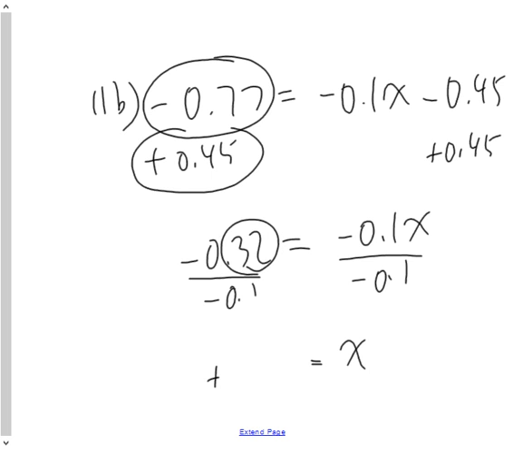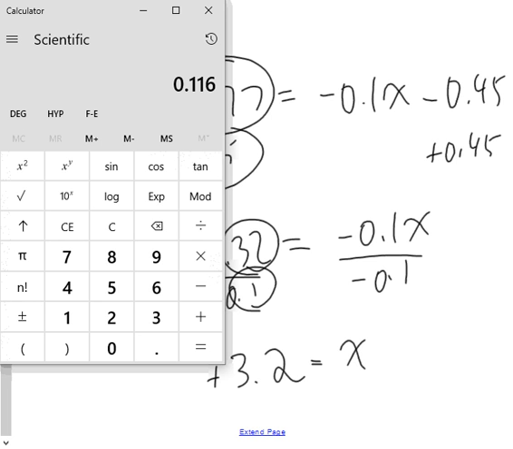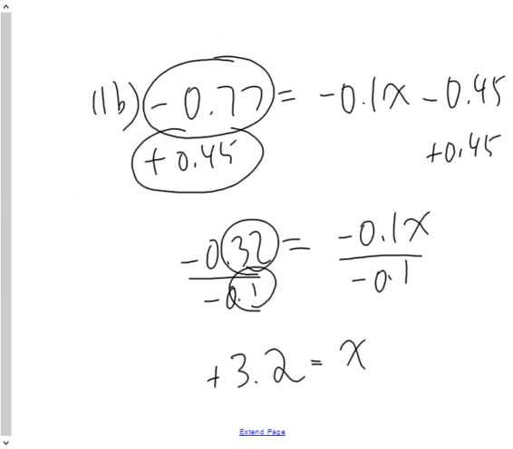If you have 32 cents divided into piles of 10 cents, you can make 3.2 piles, which is 3.2. If you didn't believe me, you can take your calculator and go, what is 32 cents divided into piles of a dime? You can make 3.2 piles. So x equals positive 3.2.